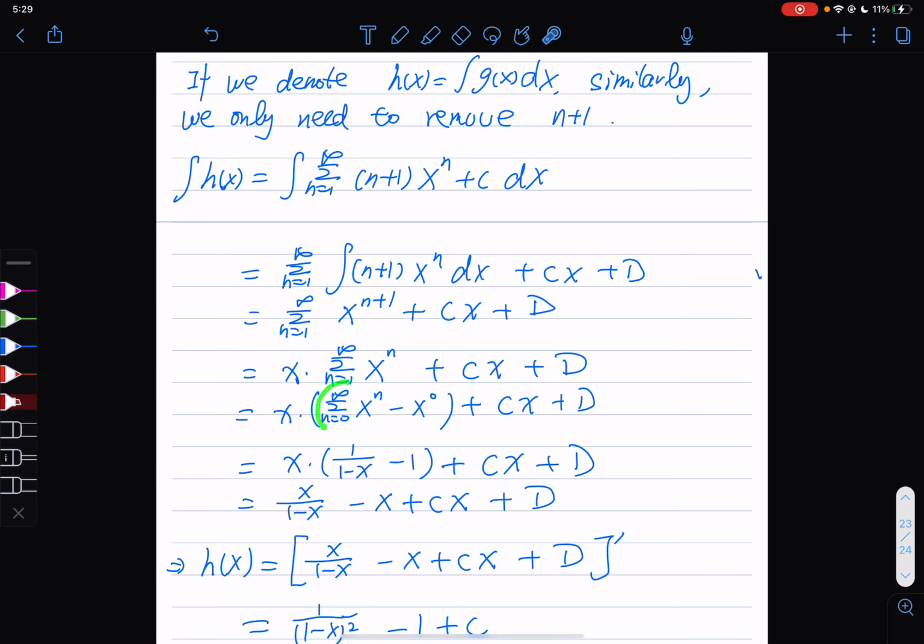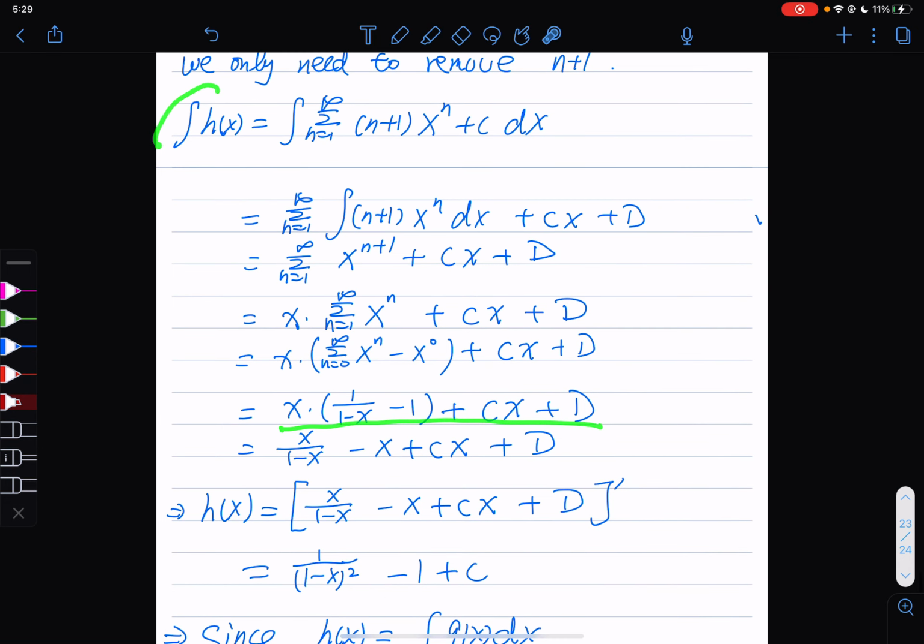So this term is 1 over 1 minus x according to the Maclaurin series. x to the 0 is 1. So I can carry out my calculation, which means the antiderivative of g of x is no longer in the power series structure. It is x times 1 minus x plus cx plus d. So having the antiderivative of h of x is not super helpful.